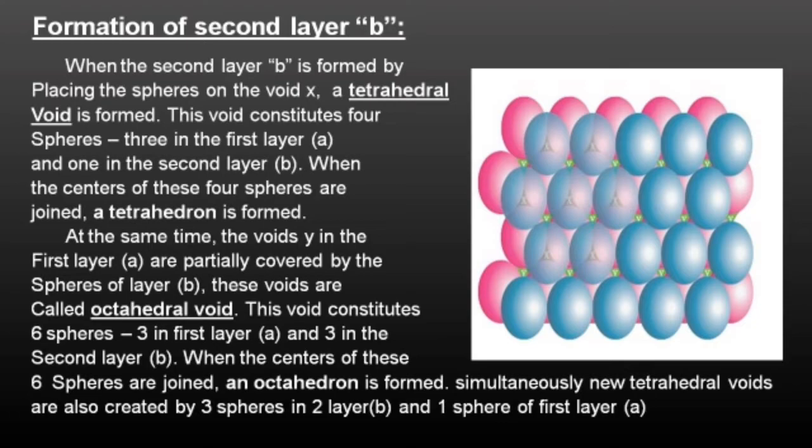Same way here, now see the second layer, blue color. There are some gaps. They are called tetrahedral voids. Why are they called tetrahedral voids? In the second layer, 3 blue color atoms are joined. The same way, there is only one rose color atom below this layer. So a new tetrahedral void is formed in the B layer also.